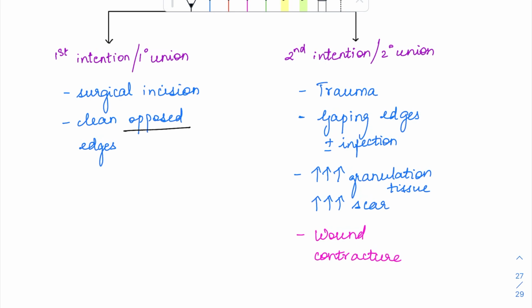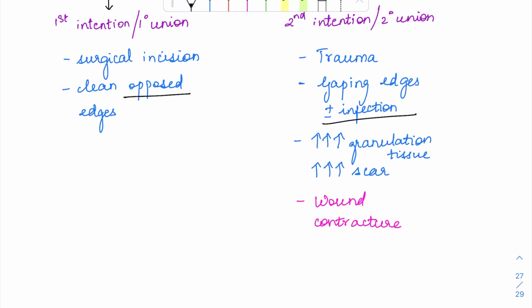In secondary intention, it is usually due to trauma. So there will be gaping of the wound, and then it is going to have some kind of infection also. And with this kind of secondary union, you will have lots and lots of granulation tissue formation along with lots of scar tissue formation compared to the primary union. And the most important feature about secondary union will be wound contracture. Since there is going to be a gaping wound, when it is being bridged, it is going to have to contract so that there is only a small scar tissue formation. So wound contracture is a feature of secondary union.